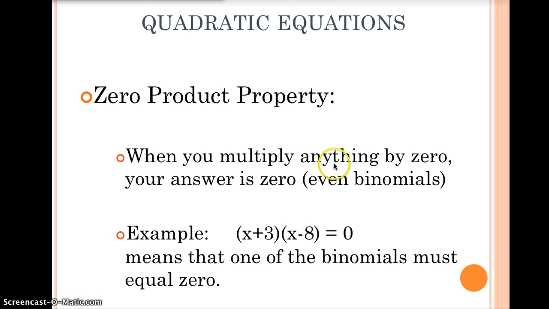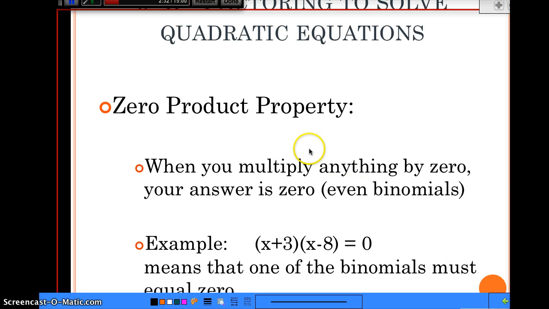Alright, let's go on to the lesson, which is factoring to solve quadratic equations. I'm sorry you can't see the top, but it is factoring to solve quadratic equations. The zero product property tells you that when you multiply anything by 0, your answer is 0, even if it's a binomial. So if you look at this example below, they've factored it.